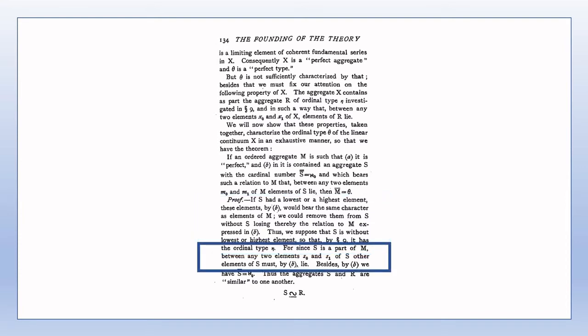Note that part B of the theorem assumes that between any two elements M0 and M1 of M, elements of S lie. But towards the end of the page we're told that since S is a part of M, between any two elements S0 and S1 of S, other elements of S must, by B, lie. The reasoning behind this may go as follows. Suppose S0 and S1 are elements of S. Then they are also elements of M, since S is a partial aggregate of M. And so by B, there must be an element S2 of S between S0 and S1. Therefore, between any 2 points of M, there are elements of S.